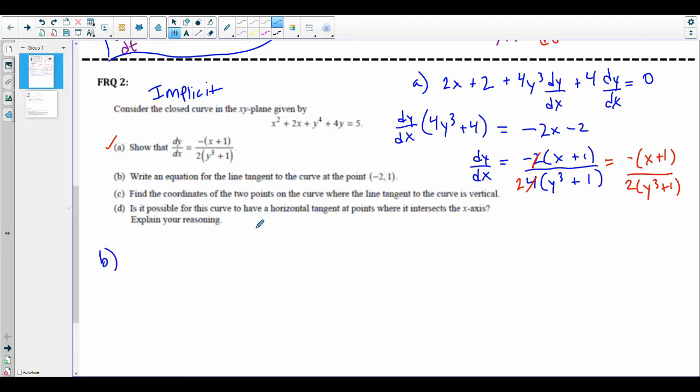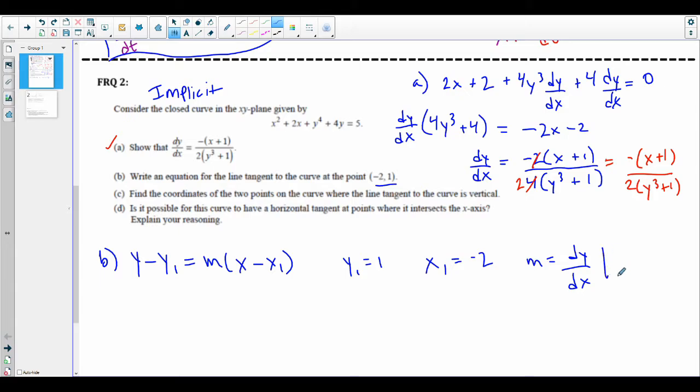We need to write an equation for the line tangent to the curve at the point negative 2, 1. So we're going to use point slope, y minus y1 equals m times x minus x1. The point is negative 2, 1, so our y1 is 1, our x1 is negative 2, and our slope is whatever we get when we plug that point into the derivative. So let's do that.